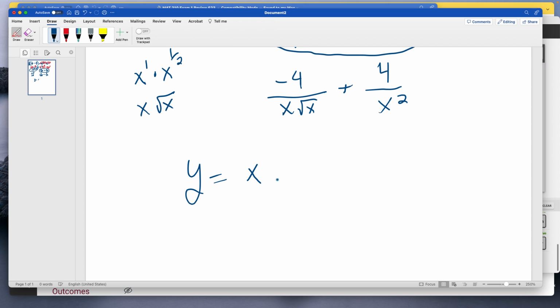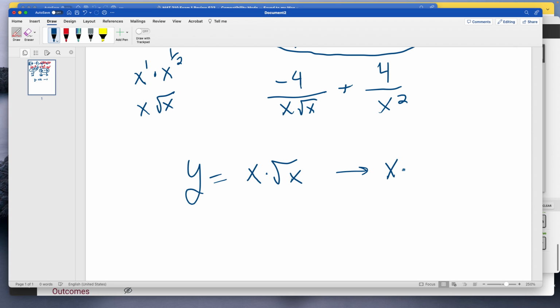y equals x times the square root of x. And what was the question asked? Was it asking for the derivative? Okay. Well, on this one, again, we could go two routes. We could use the product rule to find this derivative, or we could use algebra. And again, even though they may want the product rule, we could use algebra.